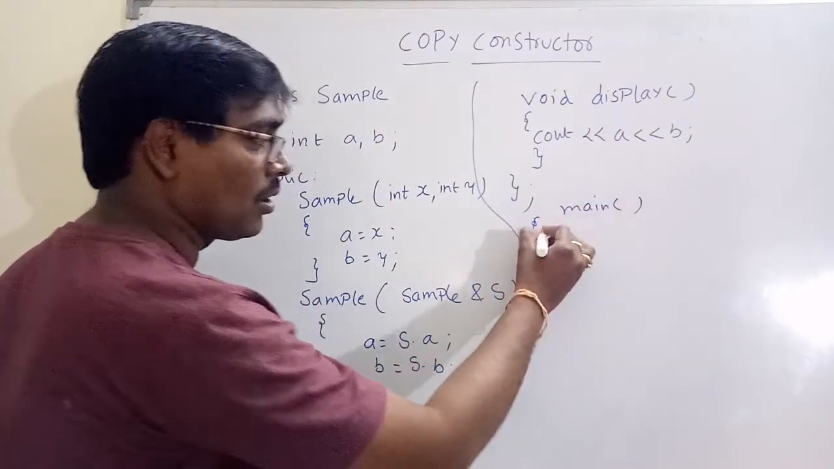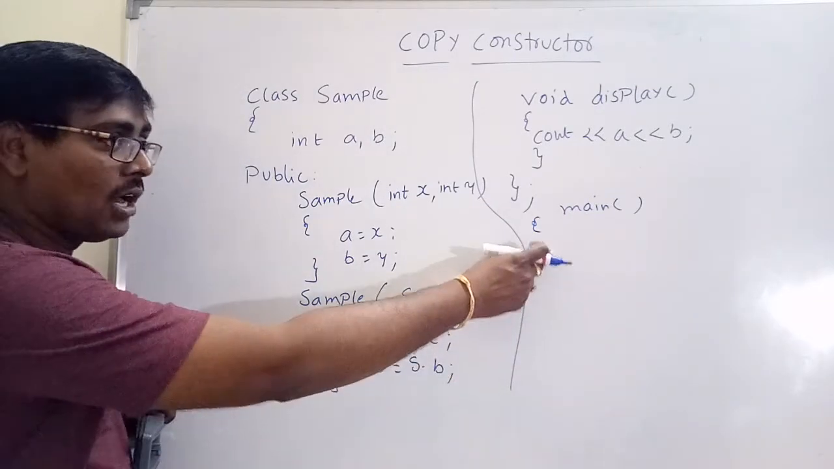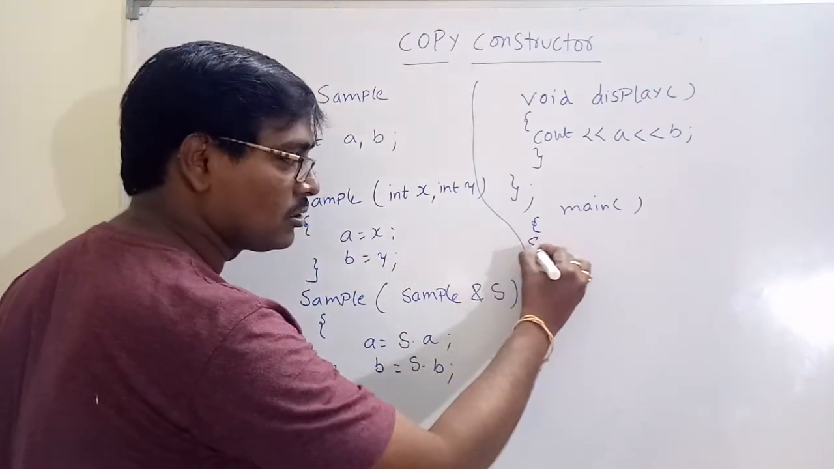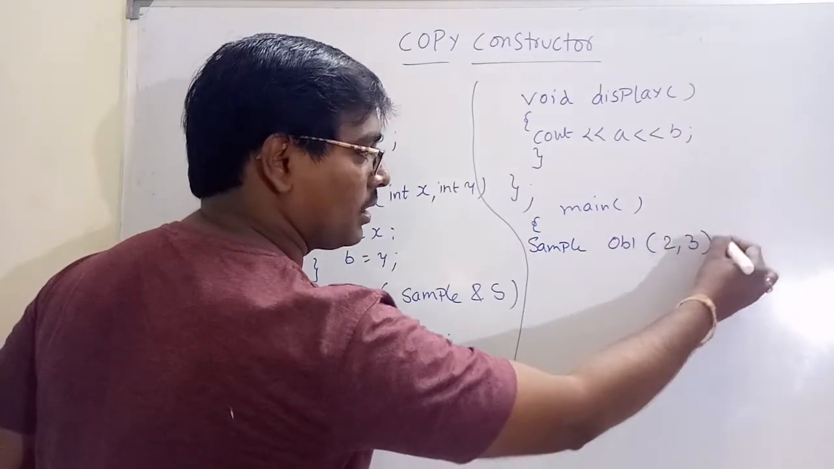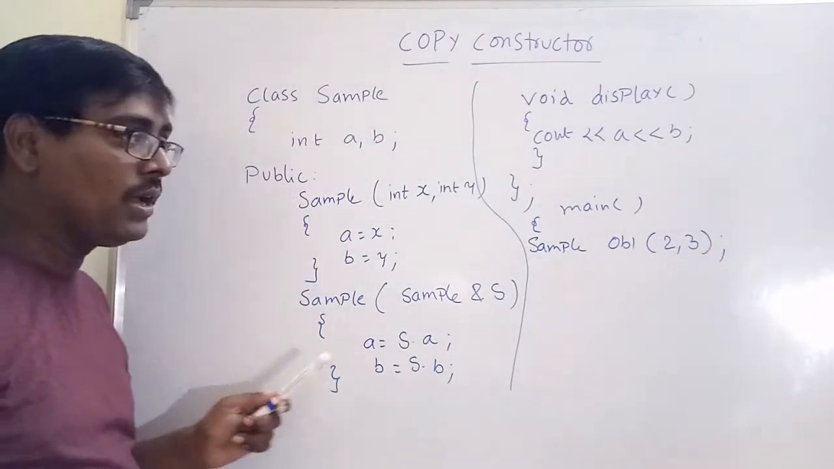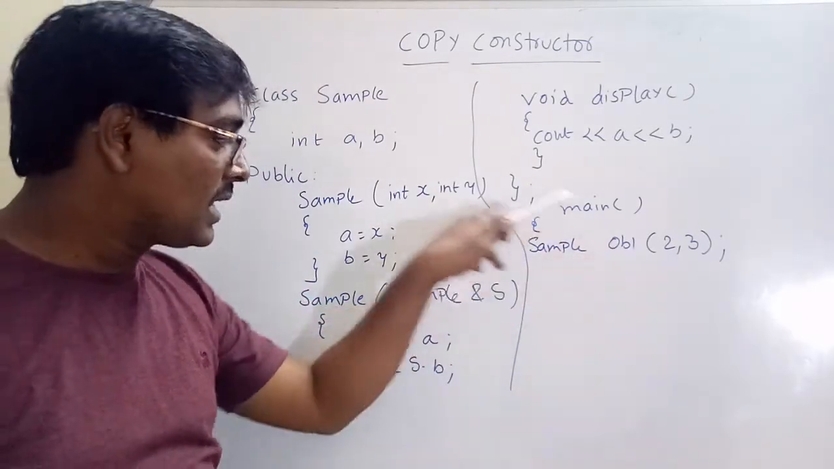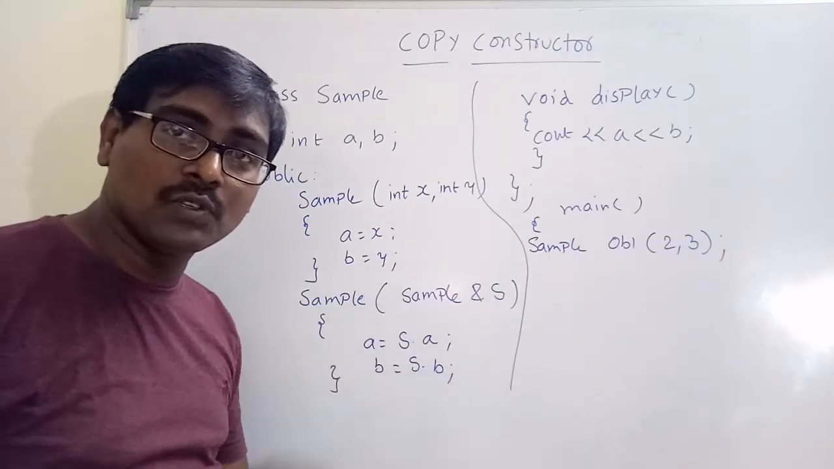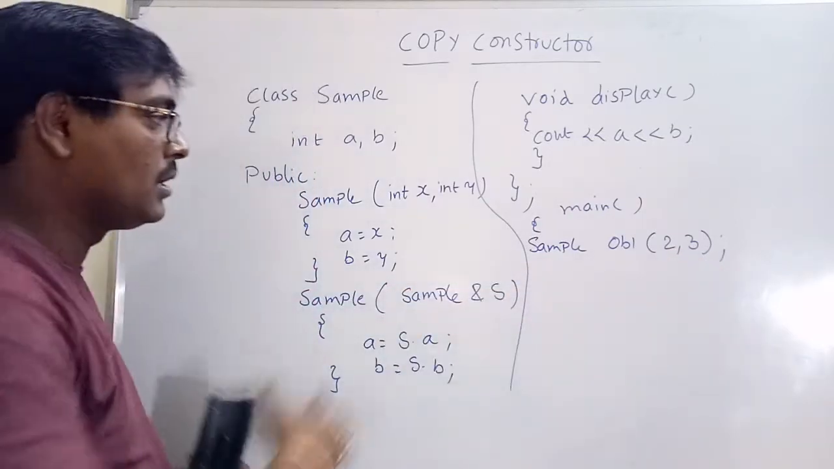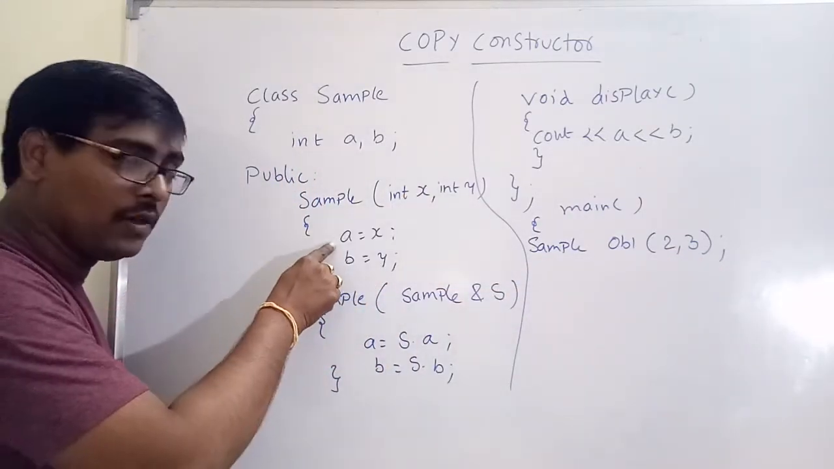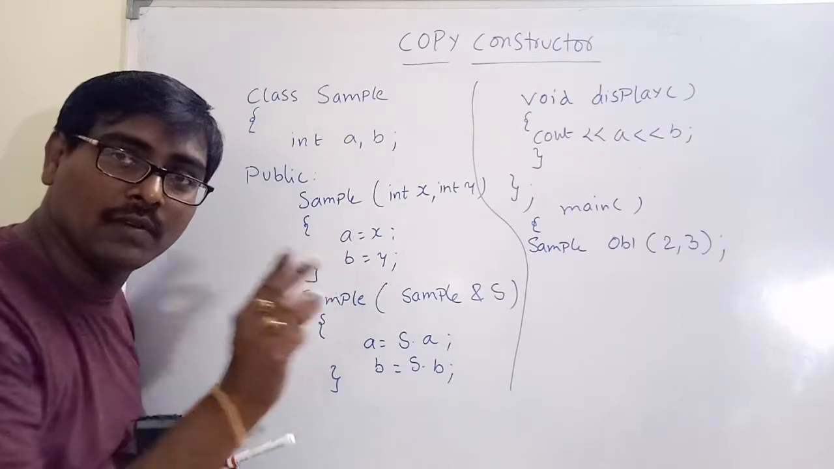Main. Now what is the first step? Create an object with some values. That object calls this constructor. So sample ob1 of 2, 3. What is the meaning of this one? Whenever we are creating an object, the constructor is called automatically. Now, which constructor is called? We have two constructors. Which one is called? We have two parameters and 2 is of type integer. So this one is called, and the value of a is assigned to x, value of b is assigned to y. That is, a value is 2, b value is 3.